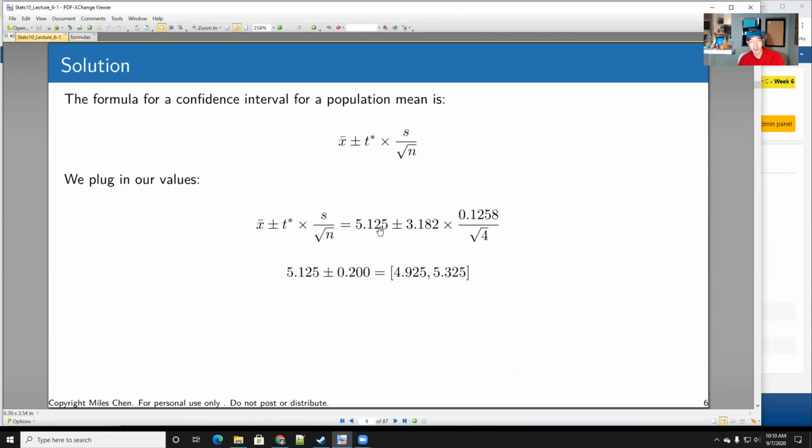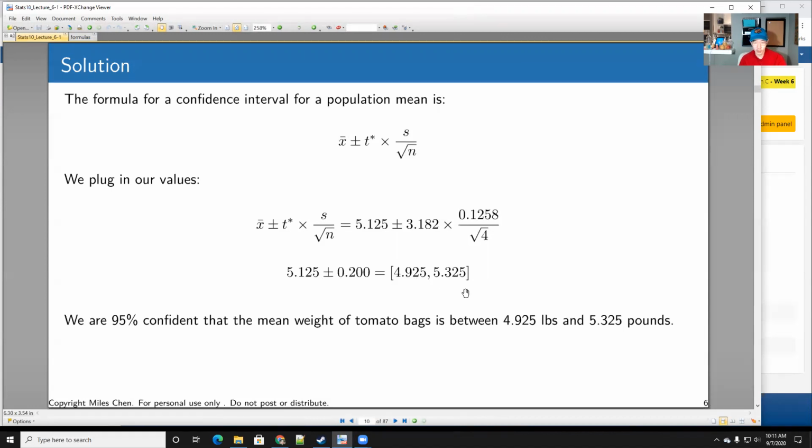So our mean X bar is 5.125. Our T star came from the table, and that's 3.182. My standard deviation is 0.1258, and my n is 4, and so I divide by the square root of n. When I do this, I get 5.125 plus or minus 0.2, and I get an interval of 4.925 to 5.325. So we can say we're 95% confident that the mean weight of tomato bags is somewhere between 4.92 and 5.325 pounds.